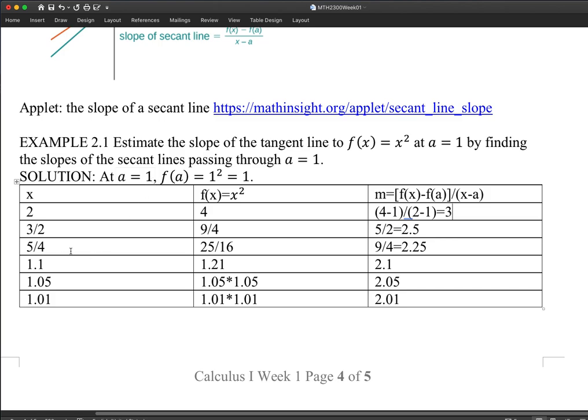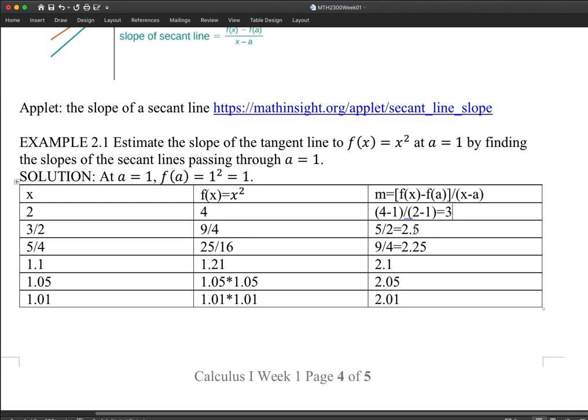So my next choice is to take x as 3 over 2, 1.5, which is closer to 1 compared to 2. Accordingly, when x equals 3 over 2, x squared is 9 over 4. I also did a calculation for the slope. It is the same formula, rise over run. Keep in mind, a is fixed. x is changing. I'm choosing different x values according to the rightmost column here. And then I got the slope at 2.5.